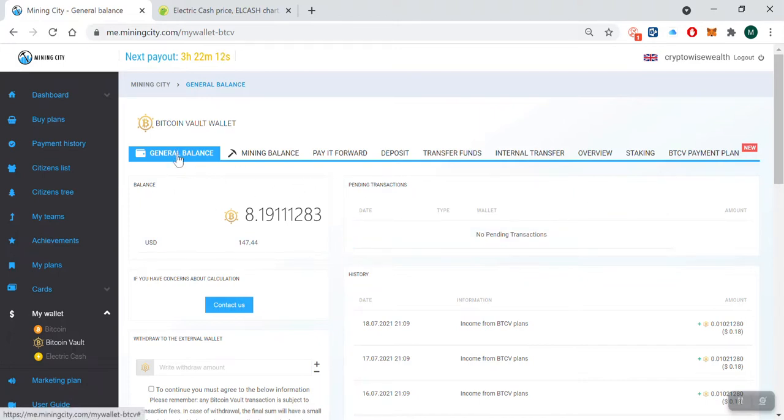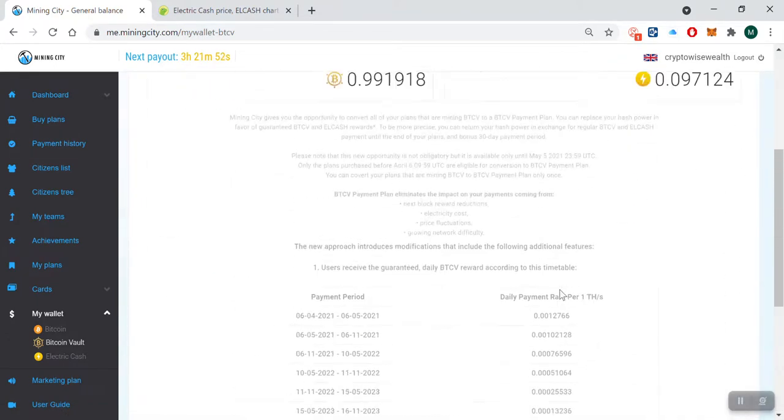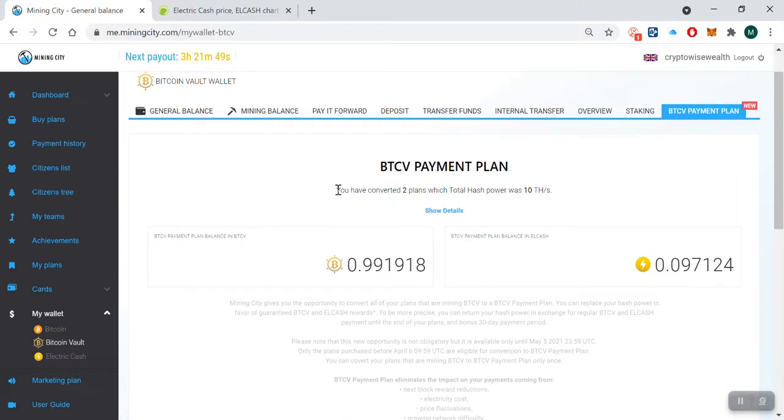What we are focusing on now is the general balance and the mining balance. And then there is the BTCV payment plan. With BTCV, we have all changed our minings to payment plans. So if I go to BTCV payment plan, you will see that I have now changed my mining to payment plan. It says there, you have converted two plans with a total of 10 terahash to a payment plan. So it will depend on what you have done, what payment plan you have done. And this shows me how much I have earned in Bitcoin Vault in the payment plan.